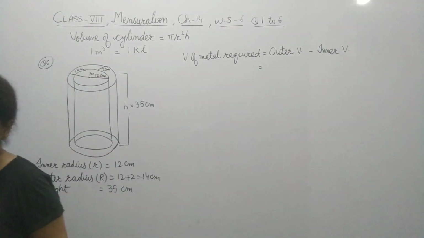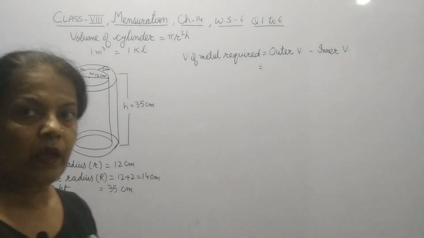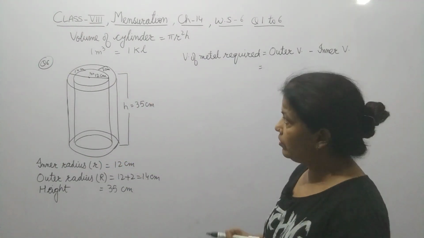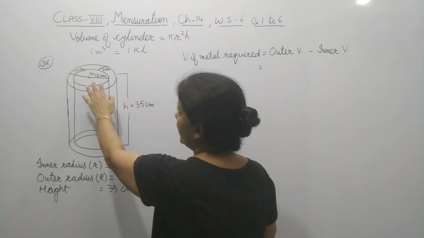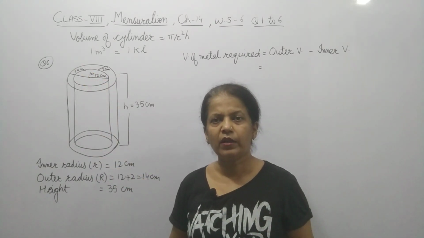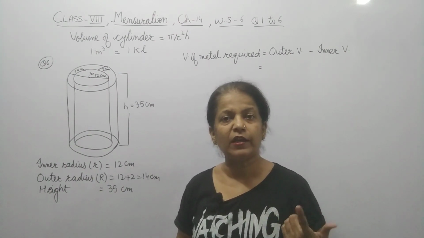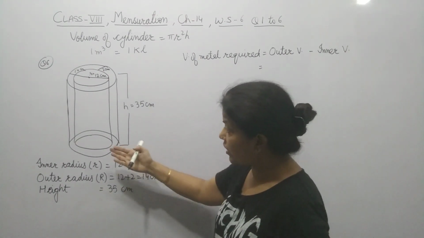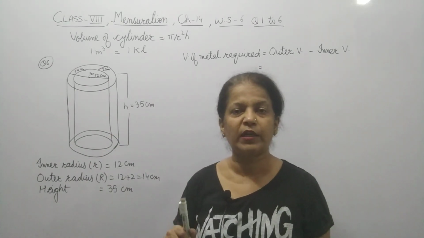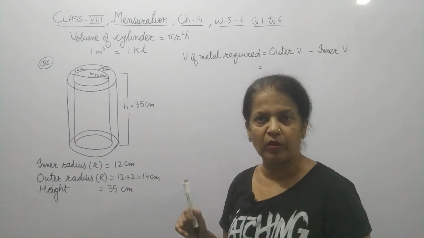Now, in the question, it is given that the height of a cylinder is 35 and they are talking about the inner and outer radius. So what does it mean? If they are talking about inner radius and outer radius, it means that it is hollow from inside. Hollow from inside. Now what is asked in the question? What is the volume required to make a cylinder which is open from the top?